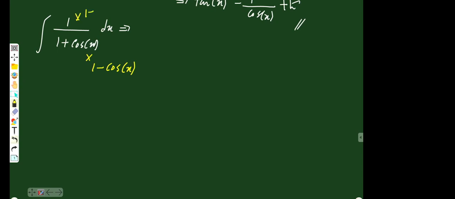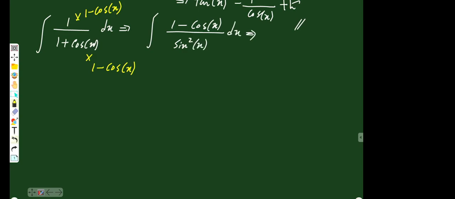Okay, let's do this. 1 divided by 1 plus cos x, right? Let me do this in this way. What if I multiply this by 1 minus cos x and this by 1 minus cos x? Then I get what? Divide by sin squared x dx, right?